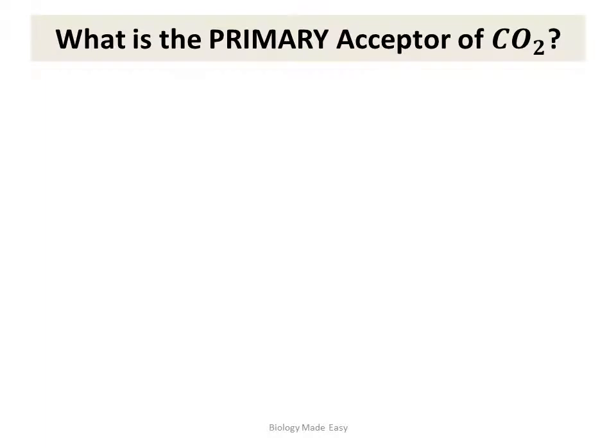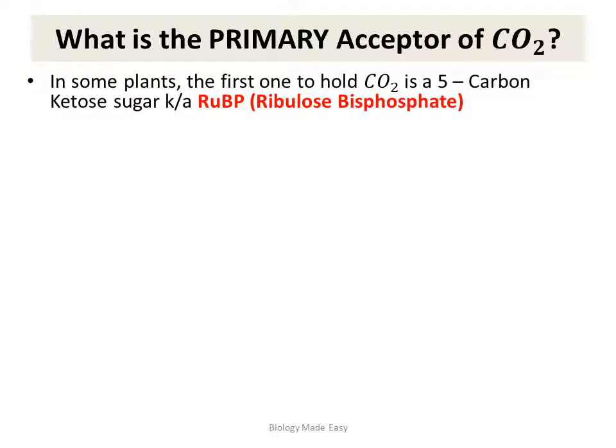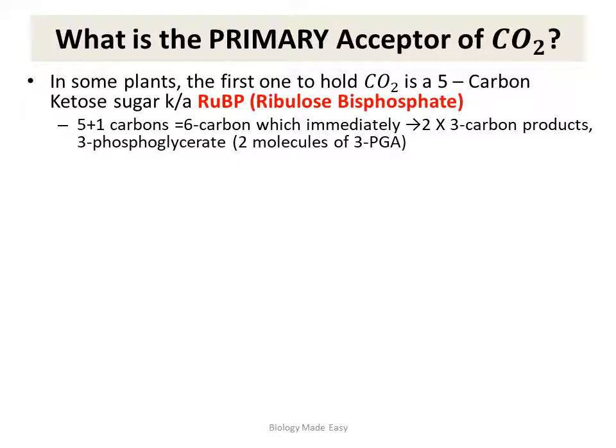We know that carbon dioxide is present in the air. How does it combine to get into the biosynthetic phase? In some plants, the first molecule to hold carbon dioxide is a 5-carbon keto sugar known as ribulose bisphosphate, more affectionately called RuBP. This 5-carbon sugar with 1 carbon of carbon dioxide becomes 6 carbons, which immediately breaks down into 2 3-carbon products. And these 3-carbon products are the first stable product of the reaction. Because a 3-carbon product is the first stable product of this reaction, we call it the C3 pathway.